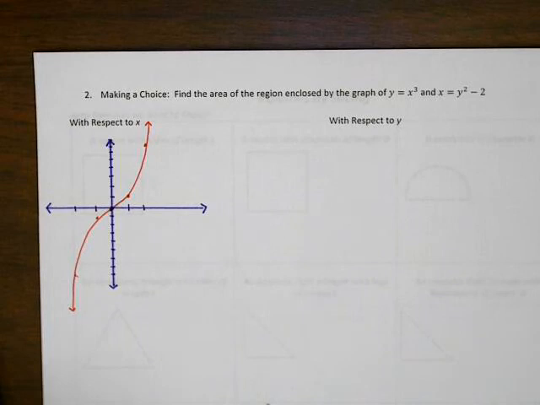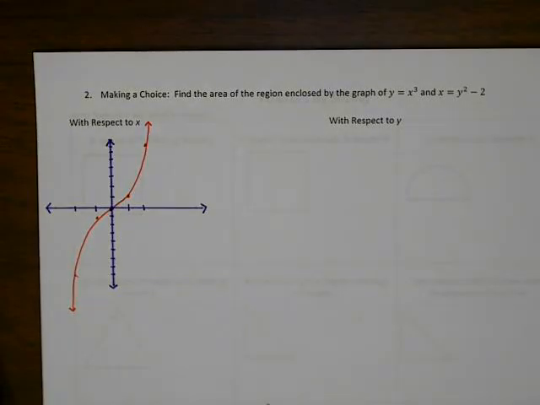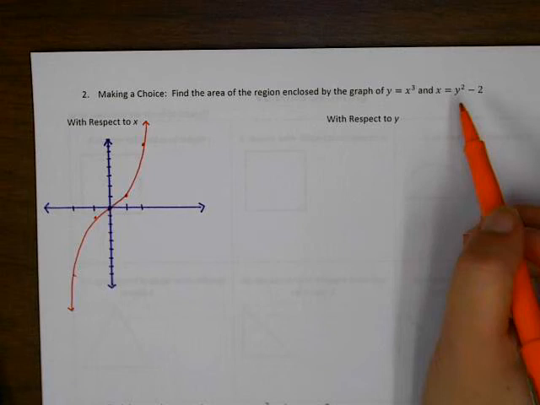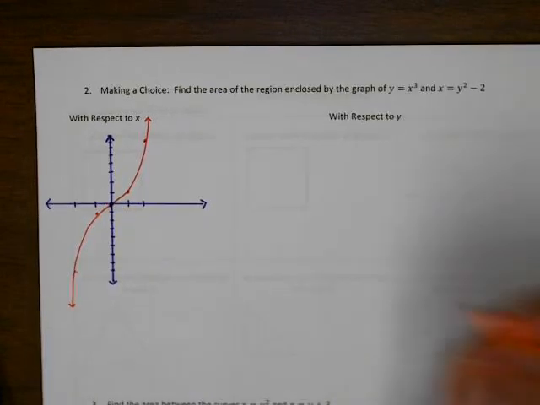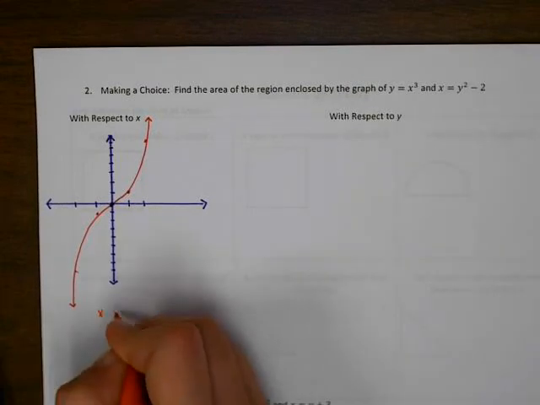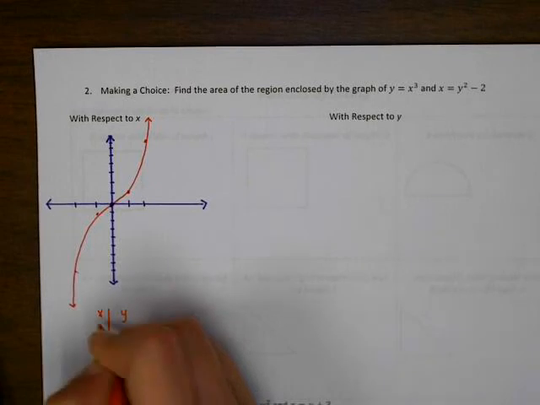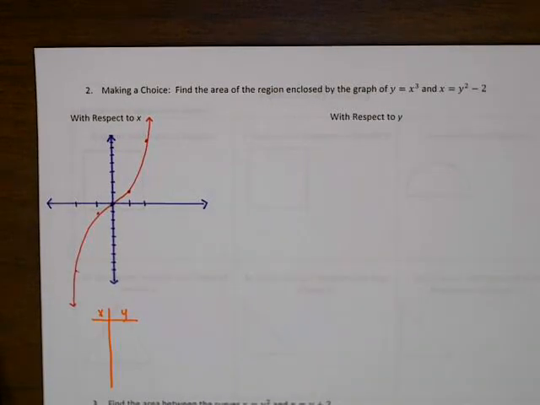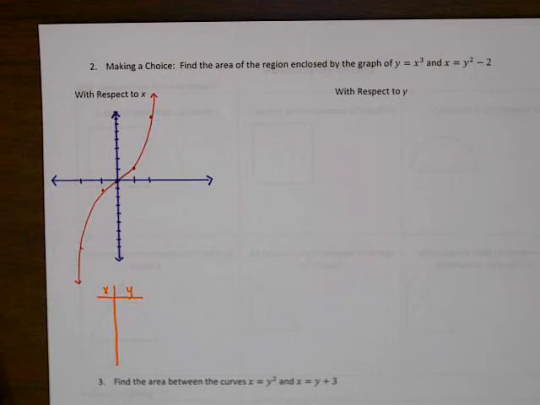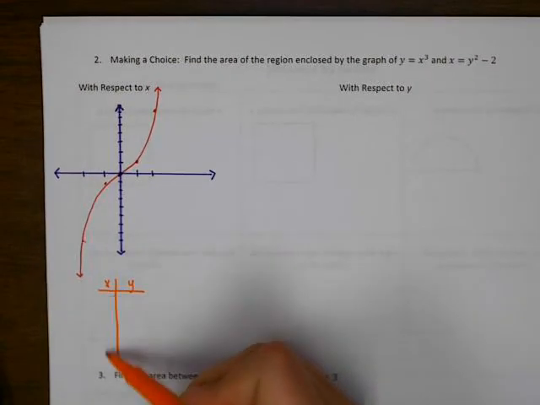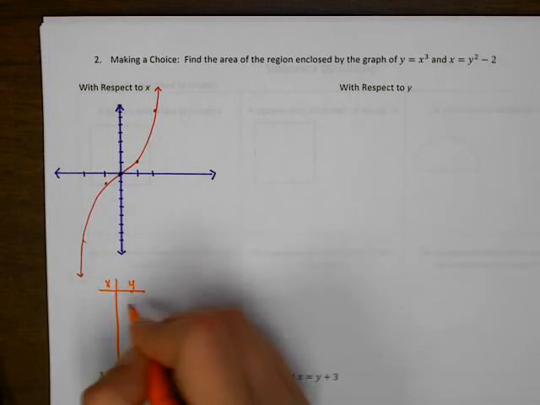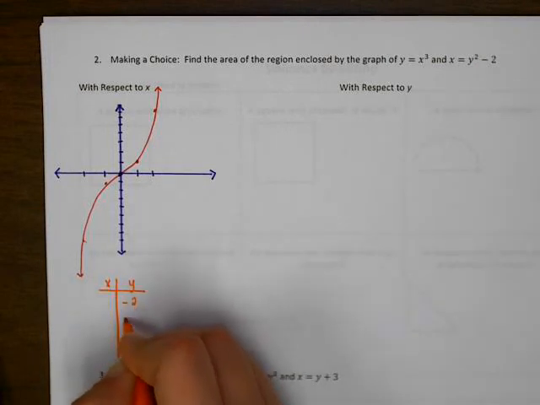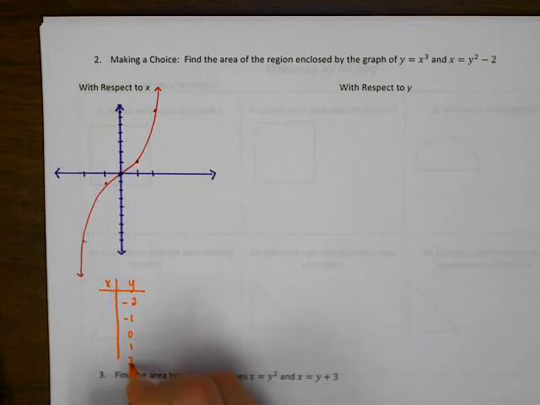Now my next equation is going to be a little bit harder to graph, because it says x equals y squared minus 2. It's harder because instead of y being isolated, x is isolated. So as a strategy, I'm going to make an xy table. Normally, we would choose x values and plug them in, but for this equation, we're going to choose y values and plug them in. So I'm going to plug in negative 2, negative 1, 0, 1, and 2.